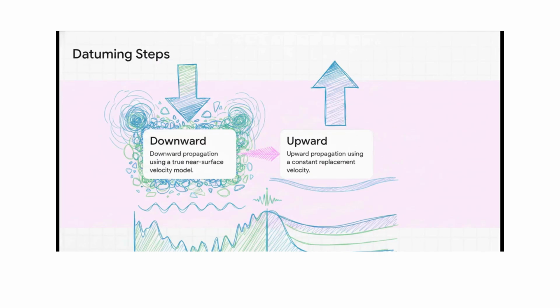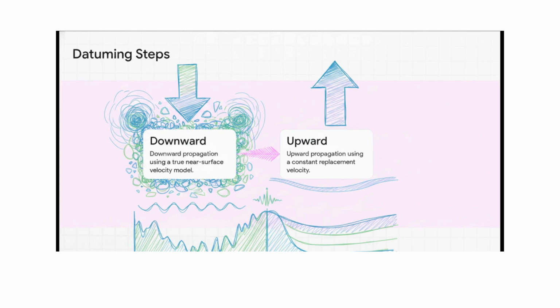Let's focus on the explicit process for applying wave equation datuming to common shot gathers. It's essentially a two-step mathematical journey. Step 1, we take our data and do a downward propagation using a true near-surface velocity model. We use a one-way wave equation extrapolator, think of a phase shift method, to push that wave field down to an intermediate datum. Step 2, we do an upward propagation from that intermediate datum up to our final floating datum.